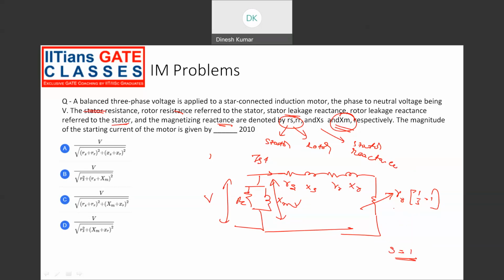Understand. Under starting, slip equal to 1, so this becomes 0. So IST equal to V by square root of (RS plus RR) whole square plus (XS plus XR) whole square.